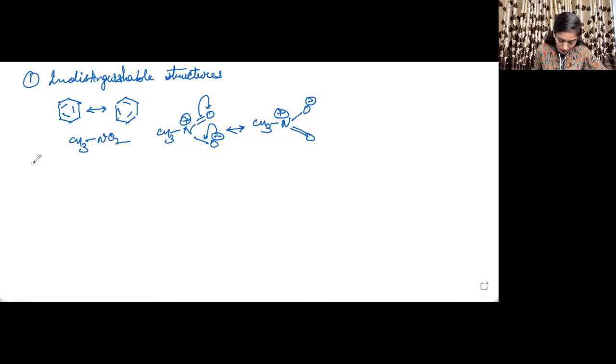Okay. Then the second one is, if a resonating structure is having a greater number of covalent bonds. In the last video, I think I just in flow said that sigma bonds will be the same. Number of sigma bonds will be the same. Number of pi bonds can be different. So the greater the number of covalent bonds in the resonating structure, the greater will be its contribution.